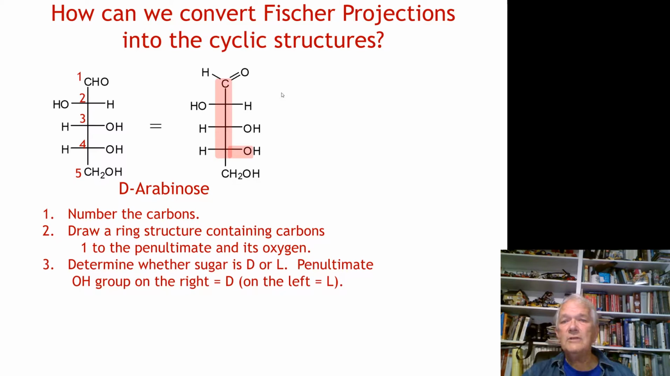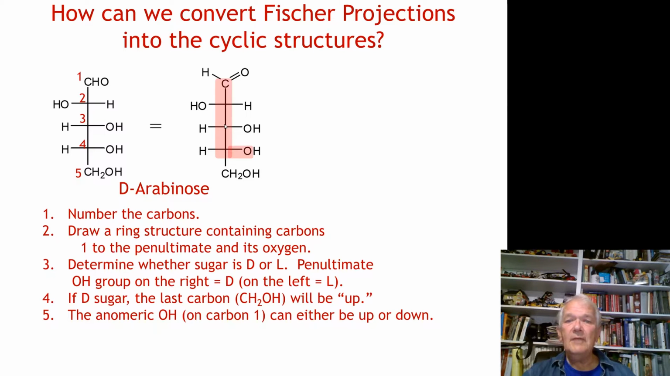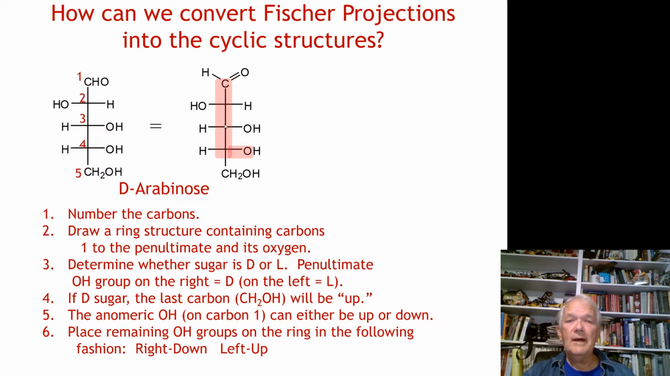And now determine whether it's D or L. If it's on the right, it's D. So this is a D sugar. And in the D sugar, the last carbon will always be up. So I'm going to draw this in the standard orientation. And the anomeric carbon can be either up or down, whether it's alpha or beta, cis or trans, to the CH2OH. So now you place the remaining groups on the ring in the following fashion. Right side is down, left side is up.